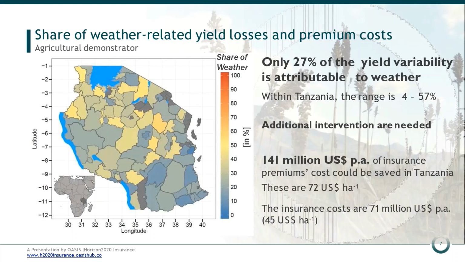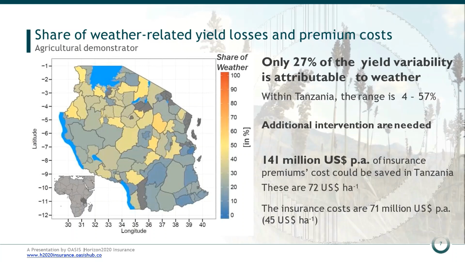This differs from region to region. Of course, when you look at the north of Tanzania, where you have semi-arid conditions, so a bit drier conditions, then weather plays a more important role, in particular also precipitation.